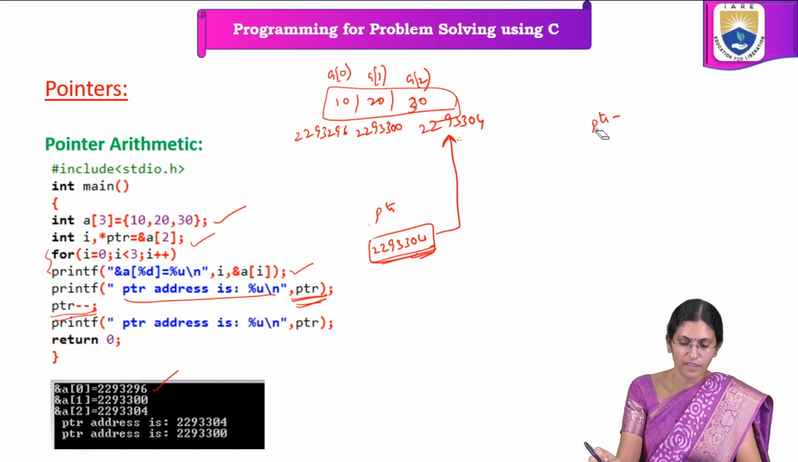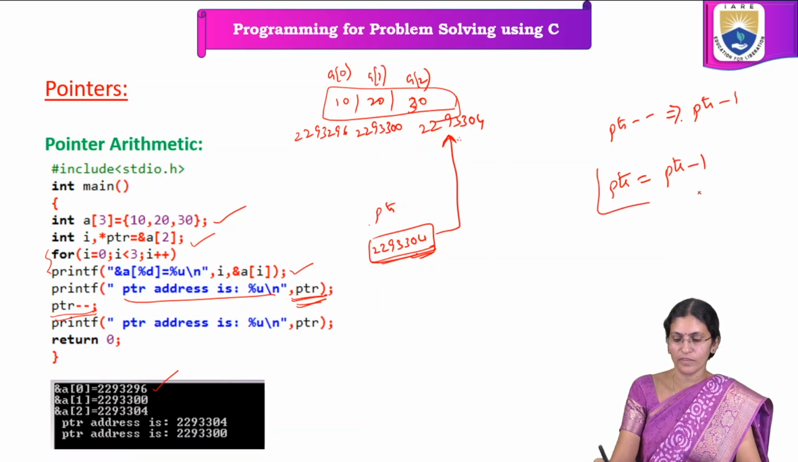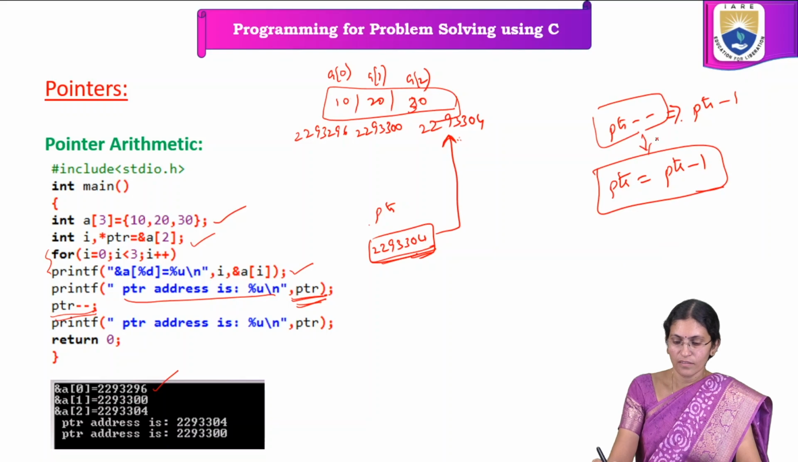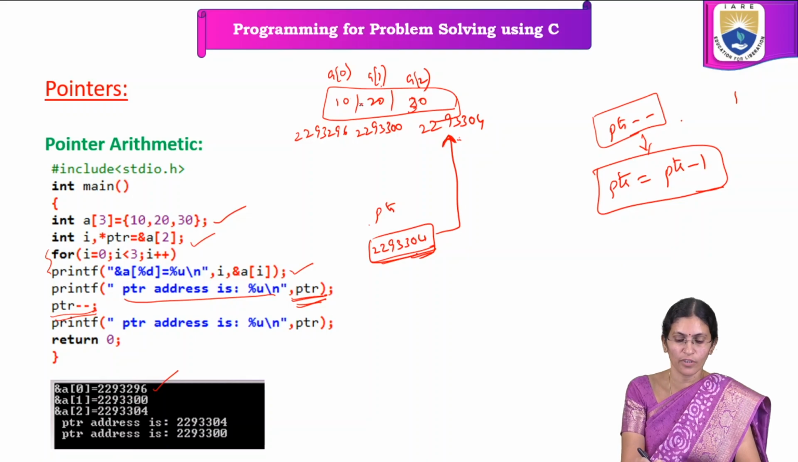PTR minus minus is equal to PTR minus 1. So this statement implies that PTR is equal to PTR minus 1. This is what it means. PTR minus minus means PTR is equal to PTR minus 1. So this means that it will move to the memory location where the second element is placed. Now here PTR is pointing to the last element of the array. Here 1, 2, 3 elements are there. That means it is pointing to the third element of the array.